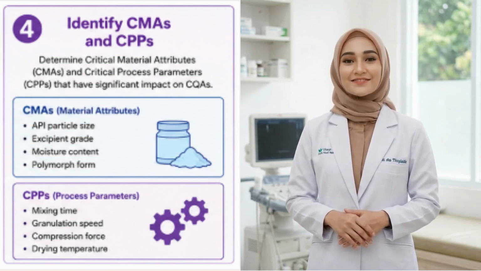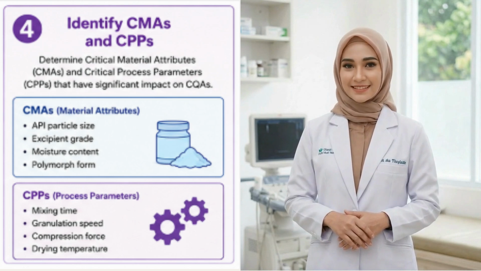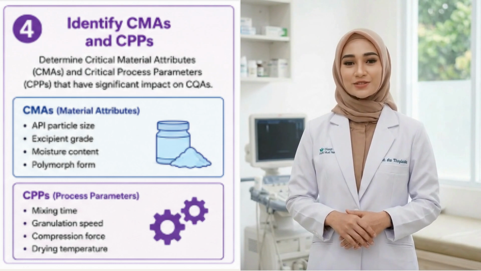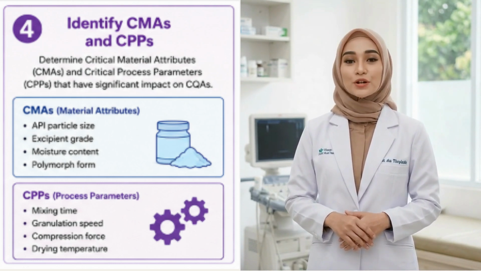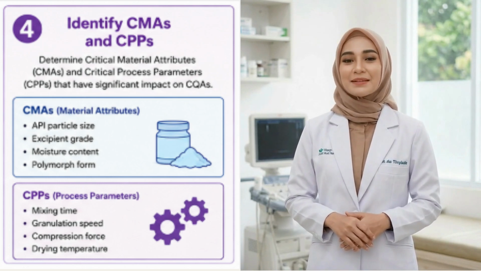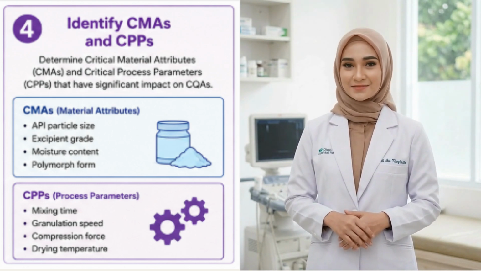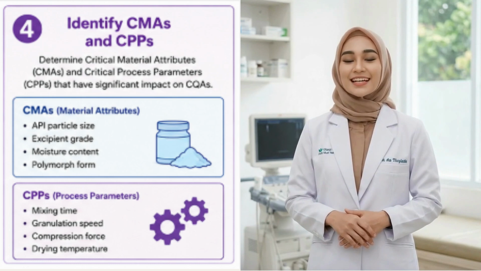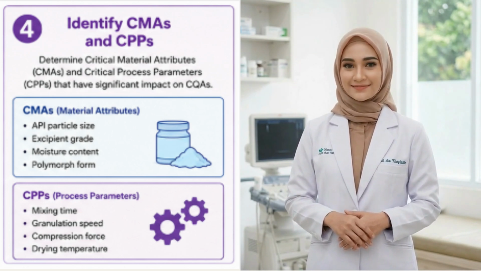Step 4. Identify CMAs and CPPs. Based on the risk assessment, determine critical material attributes, CMAs, such as API particle size, excipient grade, moisture content, and critical process parameters, CPPs, such as mixing time, granulation speed, compression force, drying temperature. These factors require careful monitoring and control.